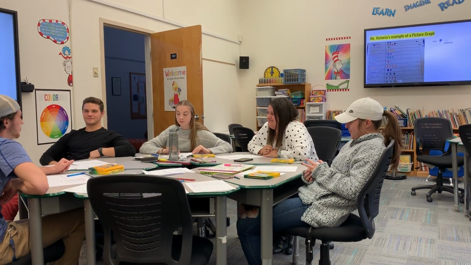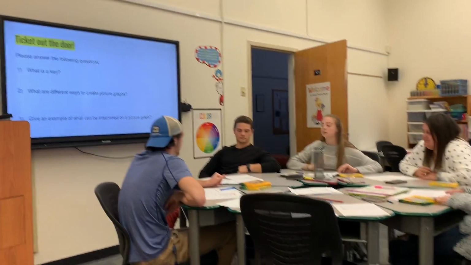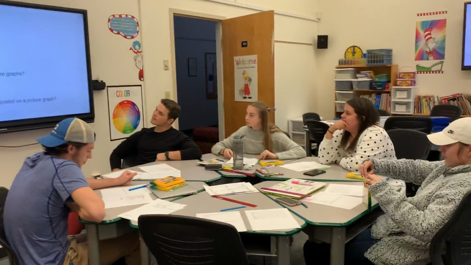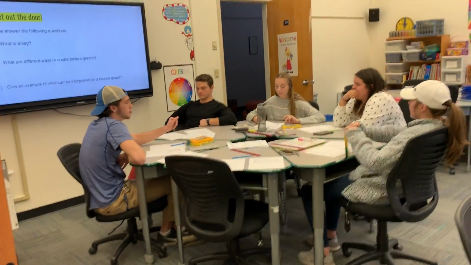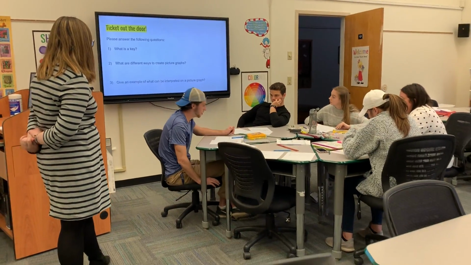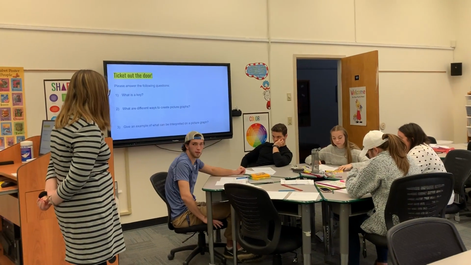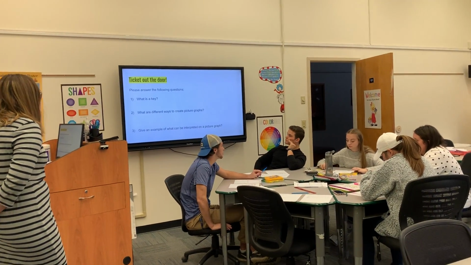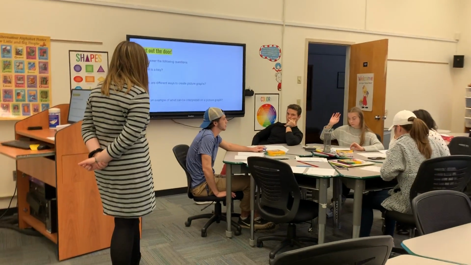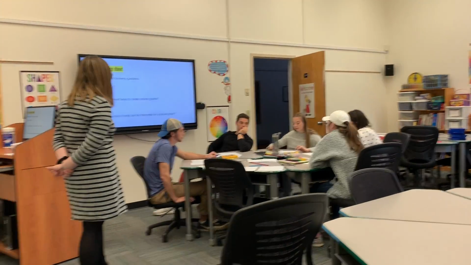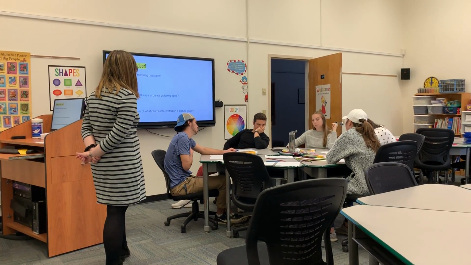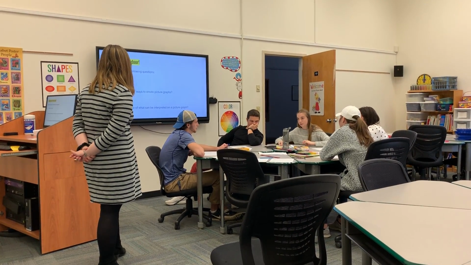You got it right. So now we're going to do a ticket out the door, but we're just going to do it verbally. Can anyone tell me what a key represents? Lachlan? A key represents how much the picture stands for on the graph. You're right. So what are some different ways you can create a picture graph? How can you represent a picture graph? Casey? You can do different pictures, and then you can do like one balloon equals 5 students, like here, or you could do one balloon equals 1 student, like they're different numbers.